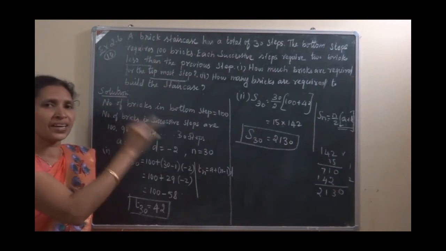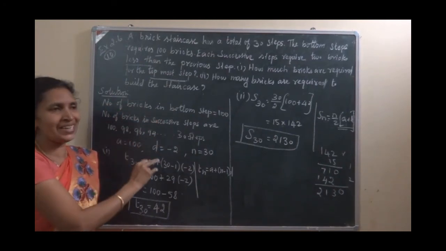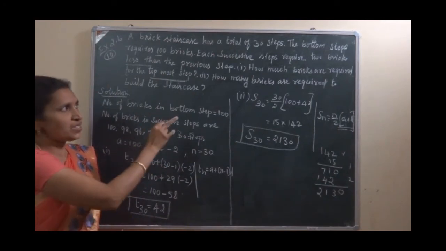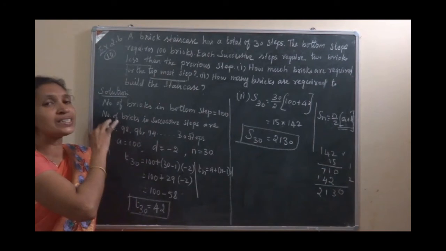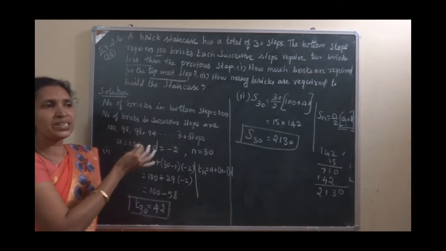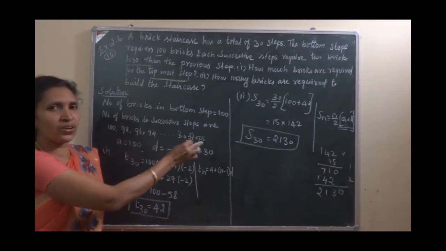So first question, how many bricks are required for the topmost step? Topmost step is the 30th step, so T30 you have to find. Next question, total bricks they asked. How many bricks are required to build the staircase? Total bricks they asked, so S30 you have to find.